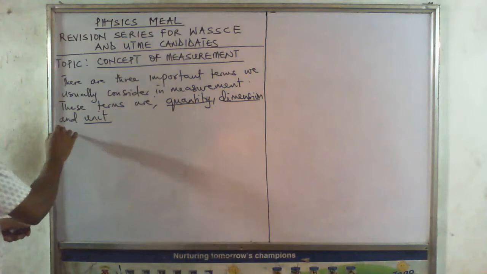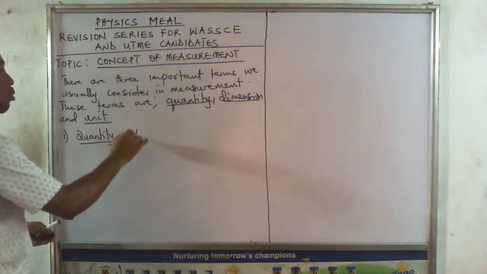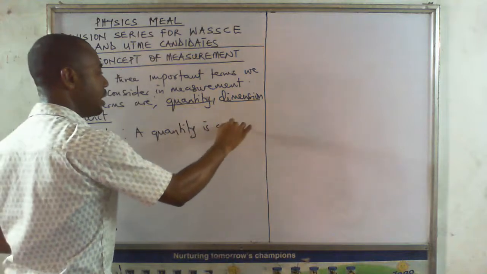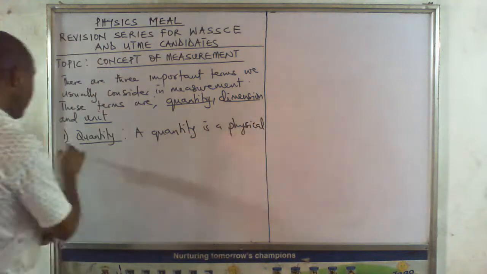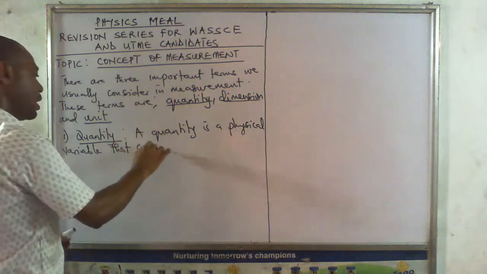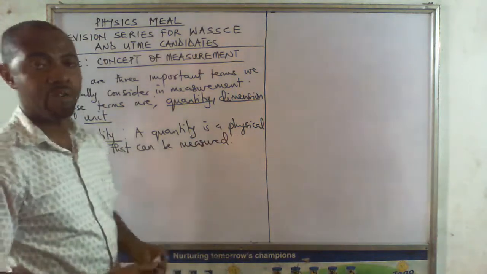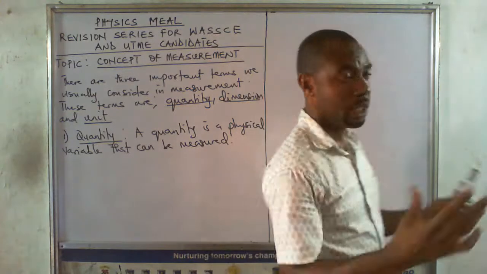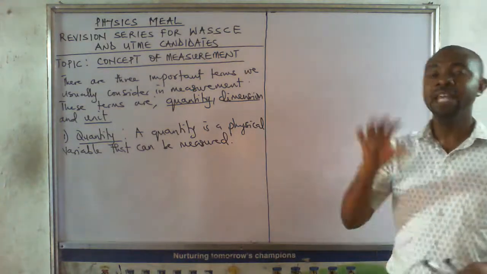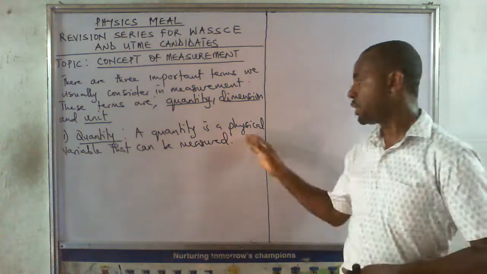So let's look at quantity. What exactly is a quantity? A quantity is a physical variable that can be measured. So any physical variable that is measurable is what? A quantity. Any parameter that can be measured is a quantity. So anything you can measure is a quantity. That's why we say physical variable.